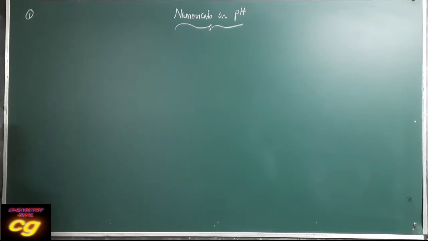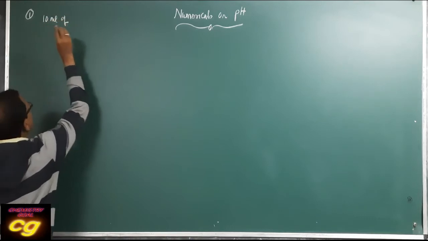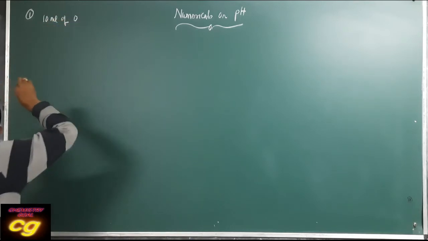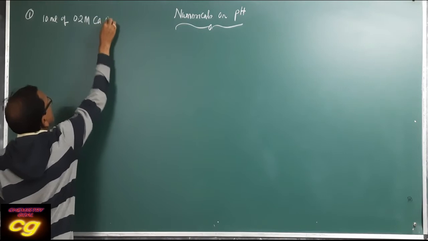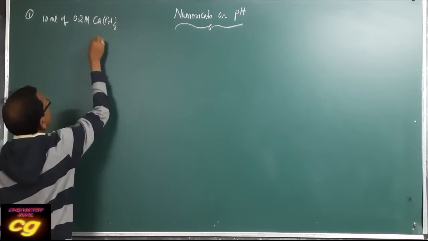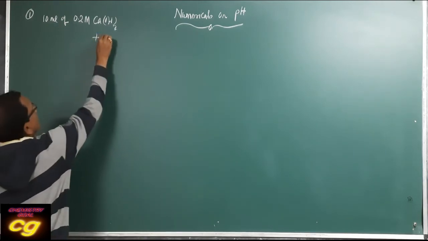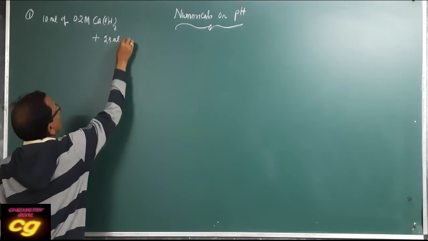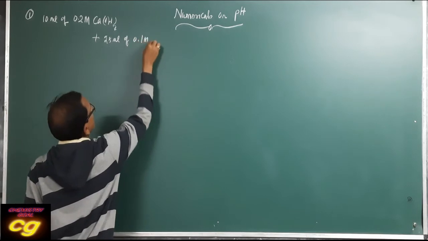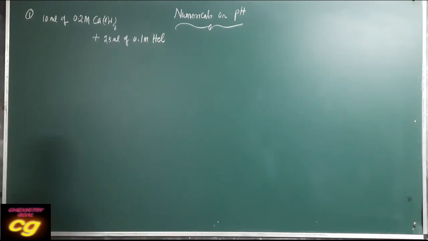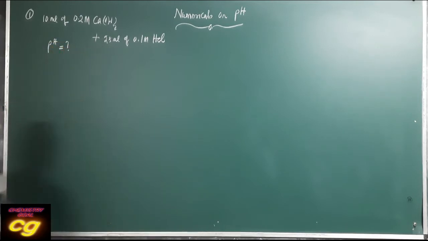10 ml of 0.2 M calcium hydroxide is mixed with 25 ml of 0.1 M HCl. So the question is, what is the pH value of the resulting solution?